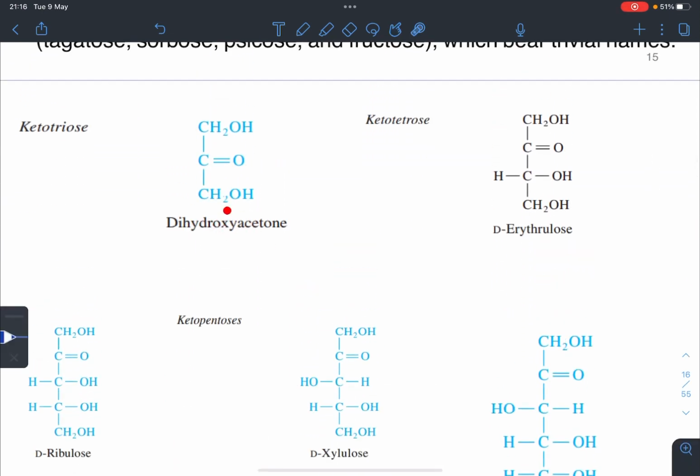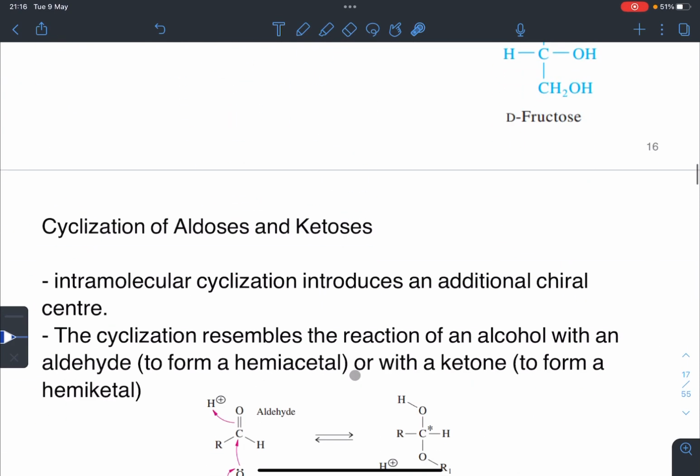So we have dihydroxyacetone. Just know them. These ones are the most famous ketoses. D-erythrulose. You start using them when you talk about the Krebs cycle, the citric acid cycle, and everything like that. But for now, we just take them as they are.